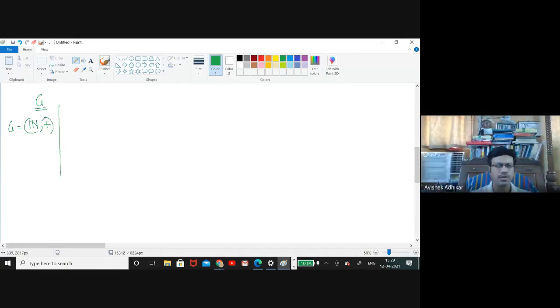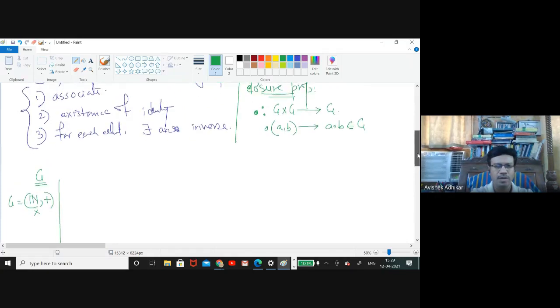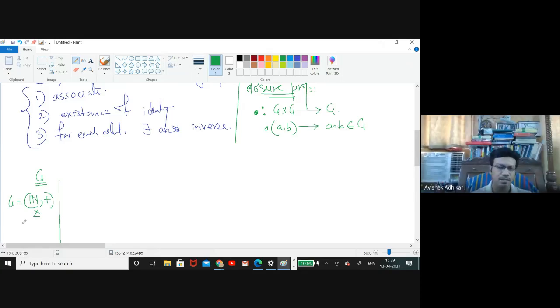No. So this is not a group. Then what is the problem that happened? Why is it not a group? There are three properties. Which property does it violate? Identity, and identity inverse. Both the inverse and the identity. So it actually violates 2 and 3.